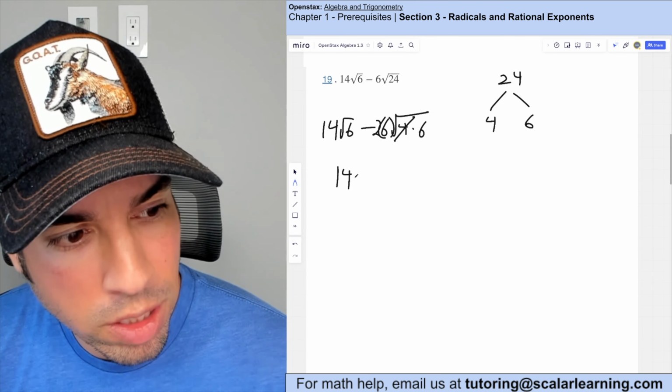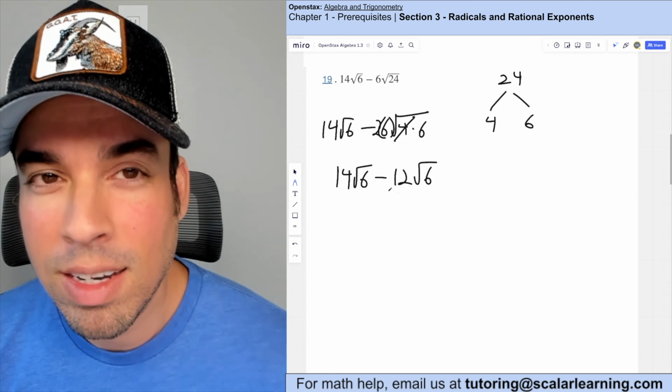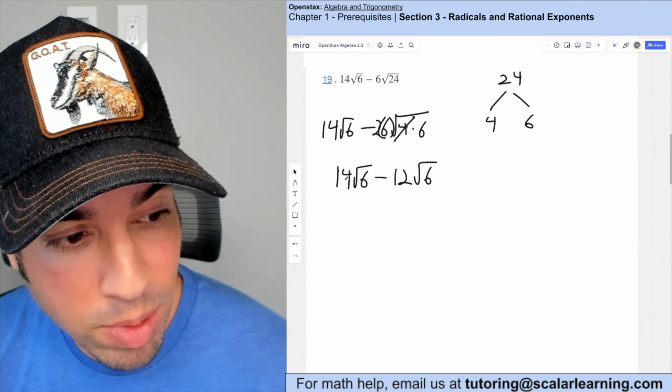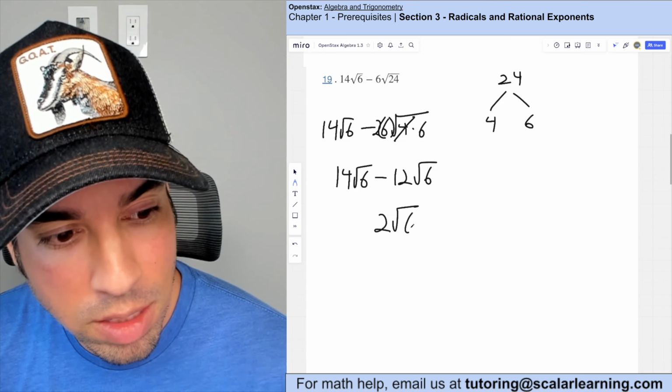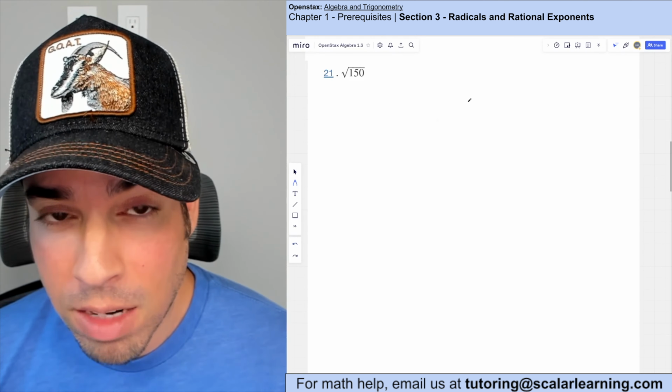So now I got 14 rad 6 minus 12 rad 6. Now we've got the same radical. These are now like terms. So now I can simply subtract the coefficients. 14 minus 12 is 2 rad 6. Boom.